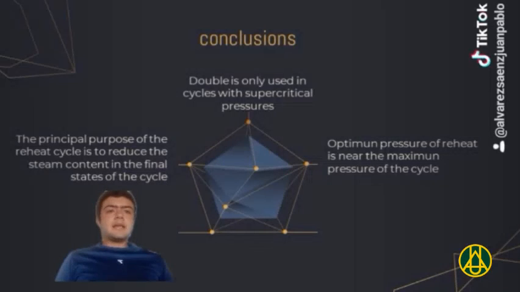And the final is that optimum pressure of reheat is near the maximum pressure of the cycle. One example, if the maximum pressure are 15 megapascals, the reheat pressure will be like 3 megapascals.